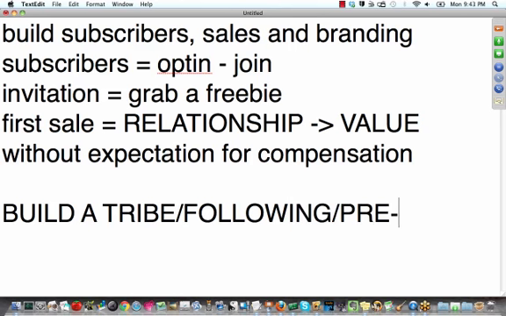Or, I love this word, build a pre-list. What the heck is a pre-list? Well, let's take a look, for example, at a great way to build a tribe or a following or a pre-list using Twitter. So you get a Twitter account, and if you don't know how it works, it's very simple. It's just a micro-blogging platform where everybody gets 140 characters to say whatever they want, and whoever's following them gets to see their little tweets or posts.